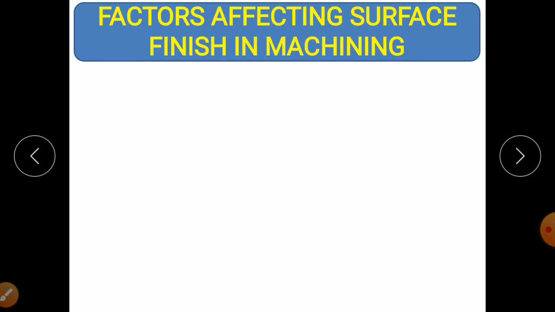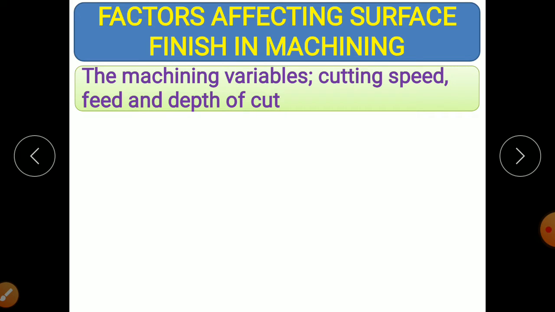Next is factors affecting surface finish in machining. What are the different factors that affect the surface finish? Indirectly, the factors which will control the surface finish. First one is the machining variables. The important parameters are cutting speed, feed and depth of cut. You will study these parameters in the manufacturing process. These parameters will totally define the surface finish: cutting speed, feed and depth of cut.